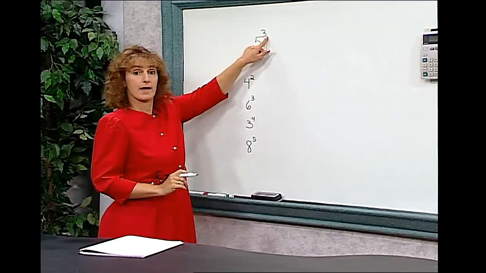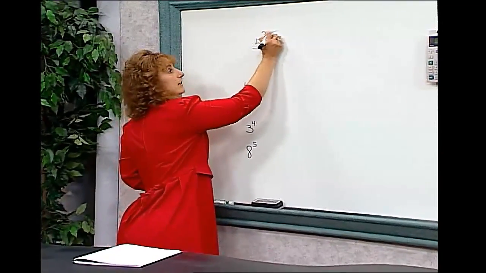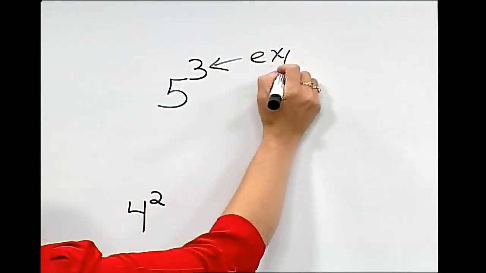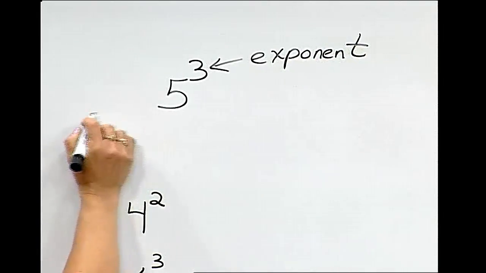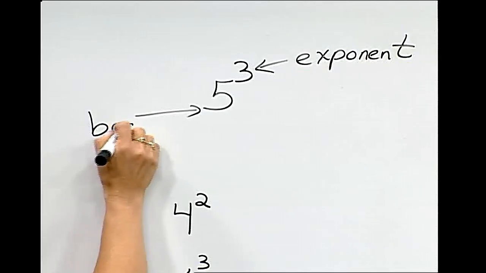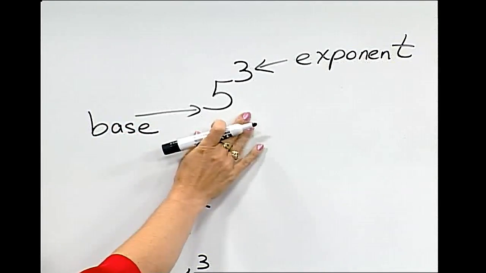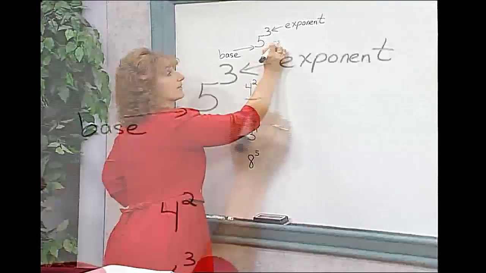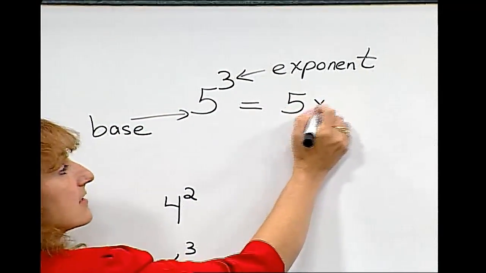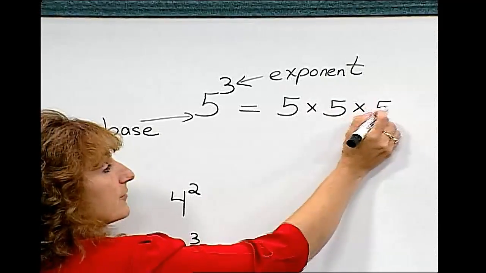5 to the third power. This 3 represents our exponent. The 5 is our base. This expression means to multiply the 5 3 times. 5 times 5 times 5.